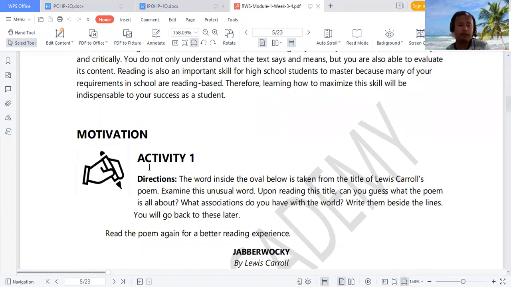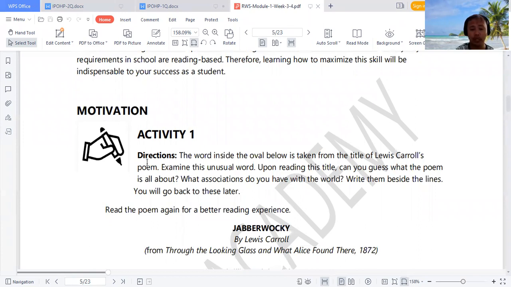Right. Some motivation. Activity 1. The word inside the oval below is taken from the title of Lewis Carroll's poem. Examine this unusual word. Upon reading this title, can you guess what the poem is all about? What associations do you have with the word? Write them beside the lines. You will go back to this later, right? So let's read the poem together. But I'm going to read it for you.